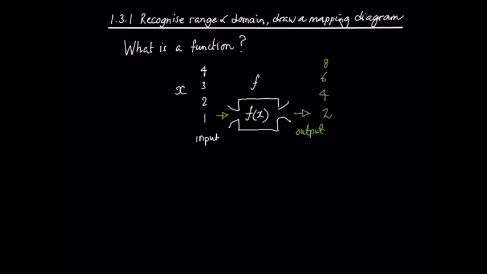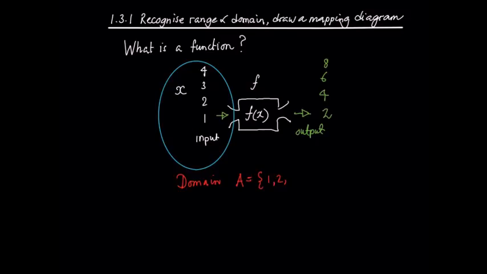The input on the left-hand side has a special name, and this is called the domain of the function. And we can give that a label, such as A. So let's say the set A is equal to 1, 2, 3, and 4. So this is called the domain of our function. They're the numbers that we input into the function machine.